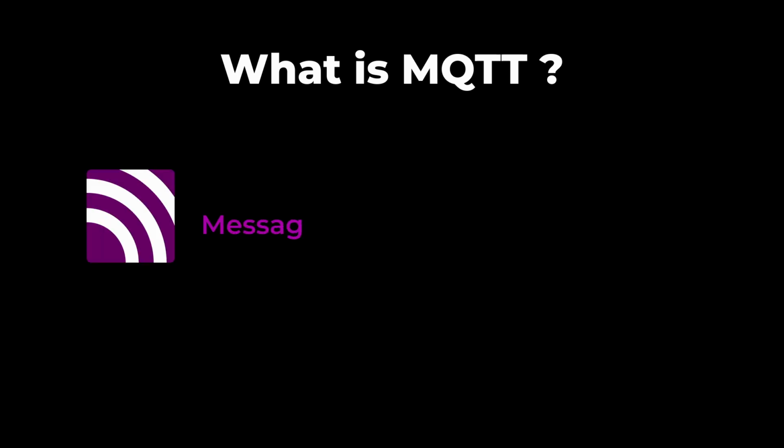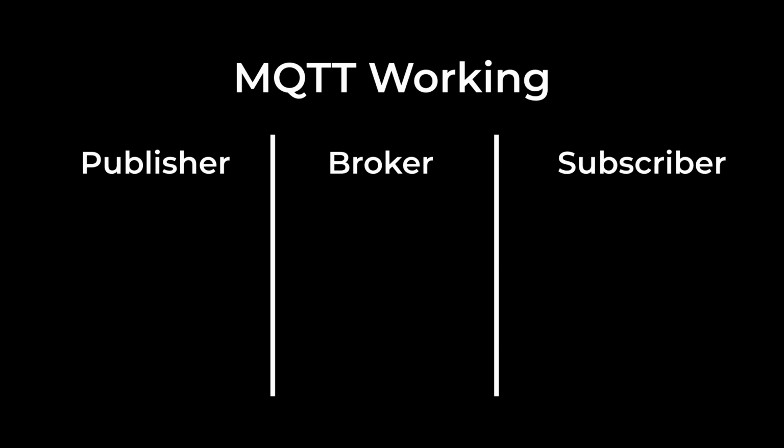So first, what is MQTT? MQTT stands for Message Queuing Telemetry Transport. Now here's where it gets interesting. We have three main parts: publisher, broker, subscriber.